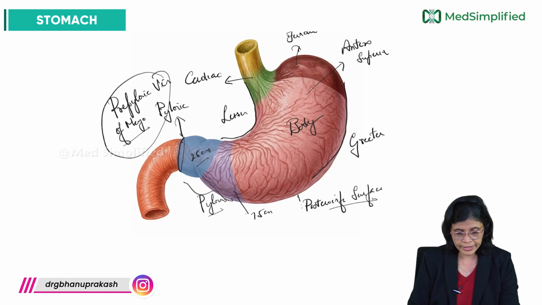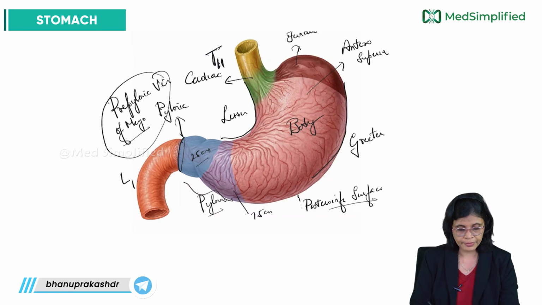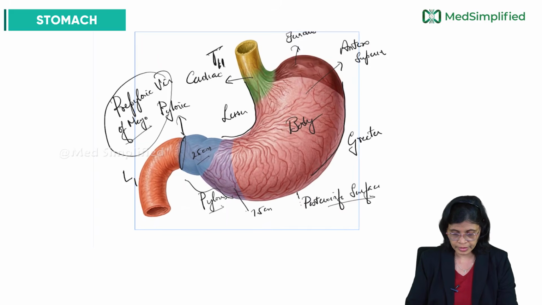This pyloric end is situated about 1.25 centimeters to the right of the median plane, the midline. It will be at the lower border of L1 vertebra, whereas the cardiac orifice is at about T11 vertebral level. So let's move on to some of the important features we see here.